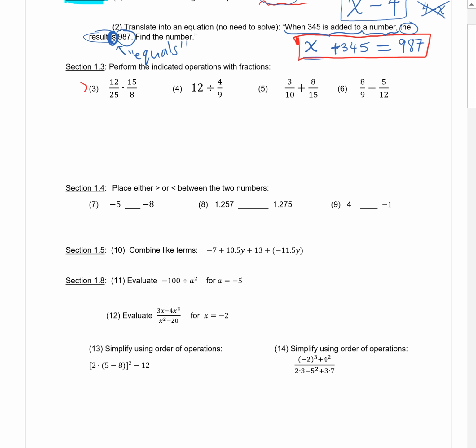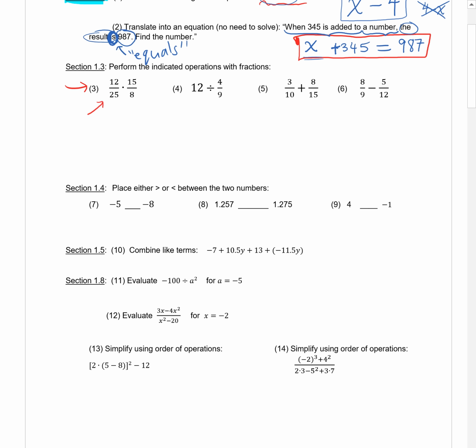So looking at number 3, we have 12 over 25 multiplied by 15 over 8. And we know that we can multiply across, but we know by now that it's easier to reduce first. So I'm going to look at what I have here to reduce. I think the only reducing I can do is along the diagonal.